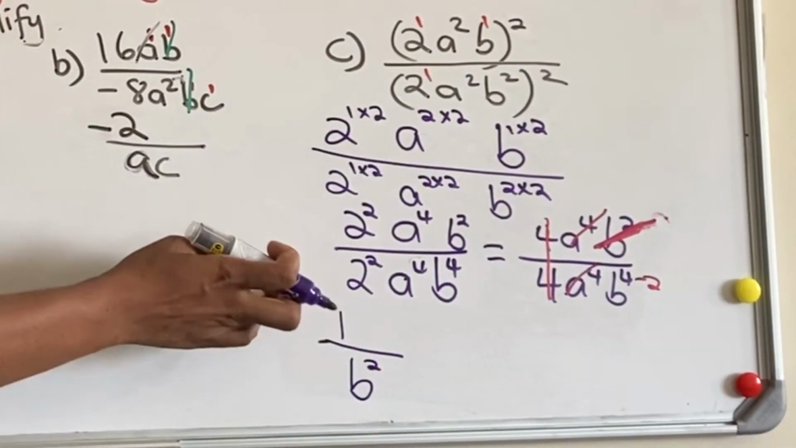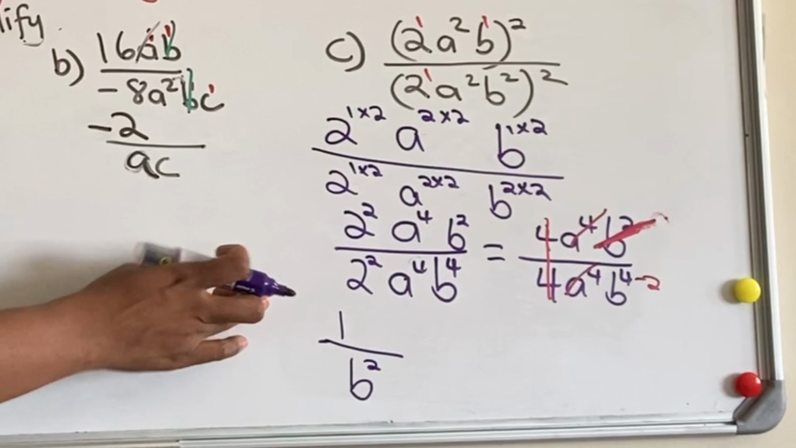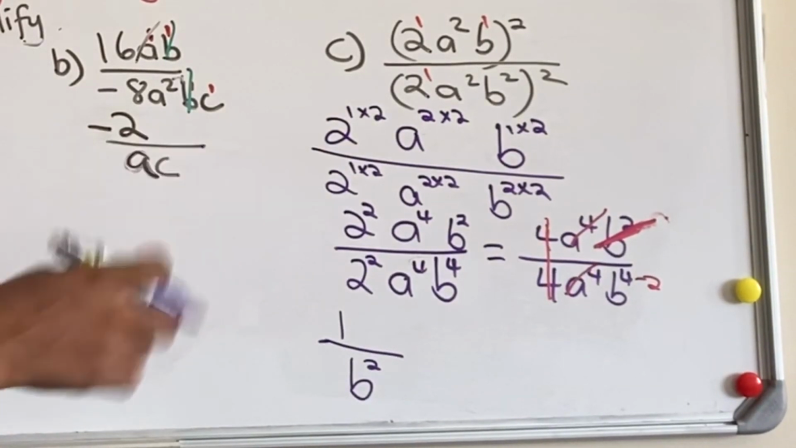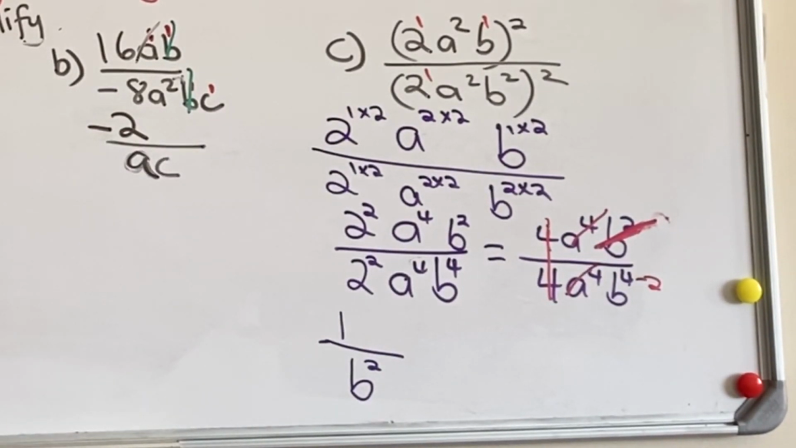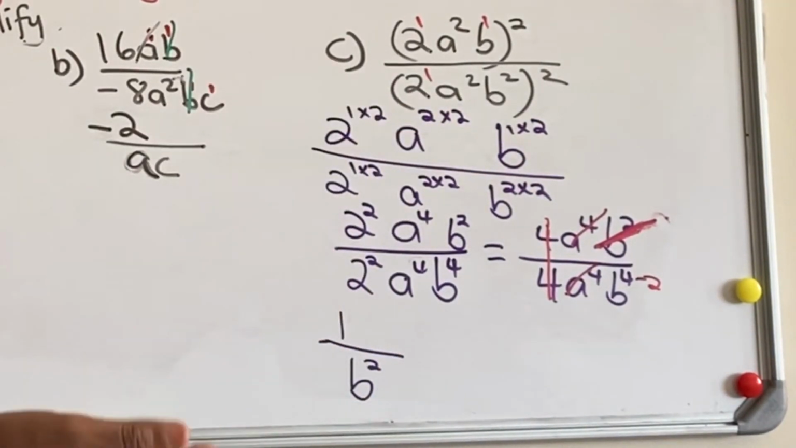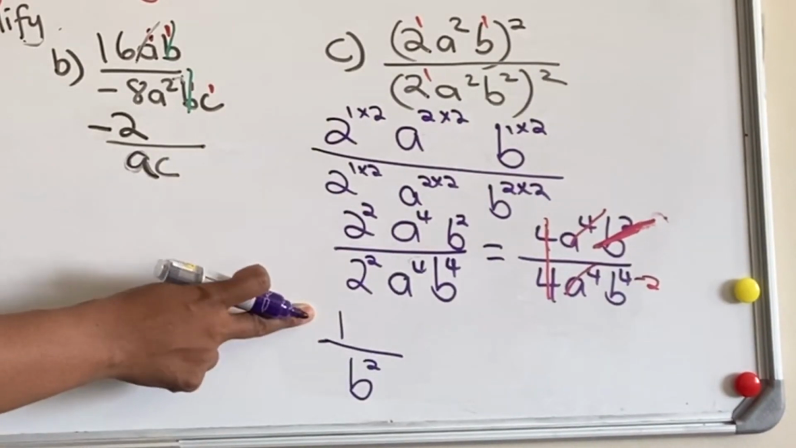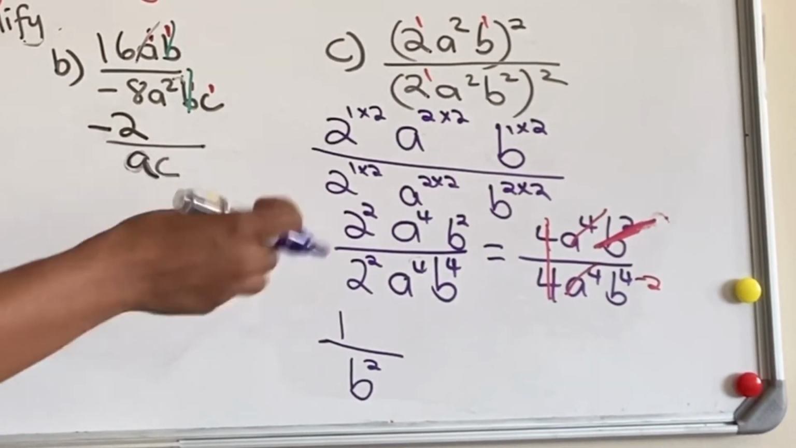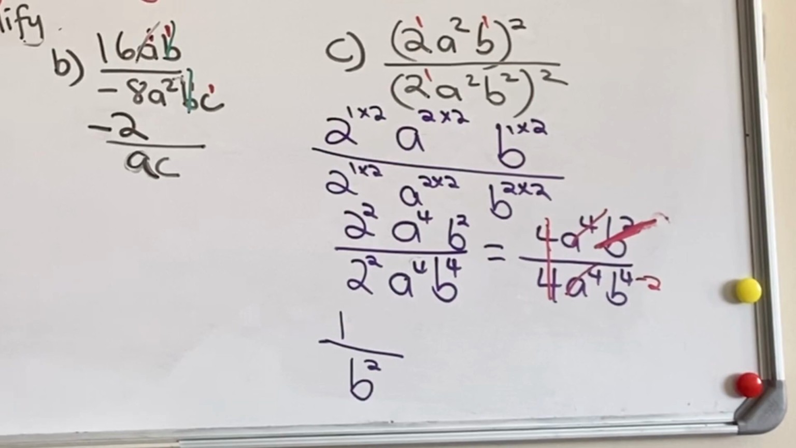Now we see that it was important to write down the 1, because it makes a difference there. Because 1 over b squared is not the same as just b squared. So please don't be tempted not to write it. Unless you're sure that there's a variable next to it, then we would not have written it down. But because it's the only thing that is left, we need to write it down so that we can show it's a fraction and not a whole number.